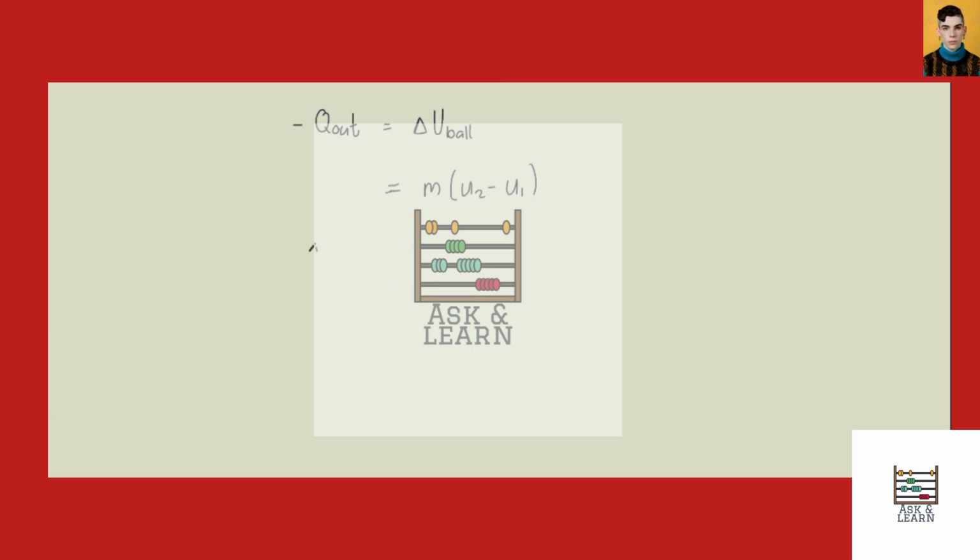And so this implies that if we multiply both sides by minus 1 and we expand the brackets, we get Q out equals m times c, the specific heat, times T1 minus T2, the change in temperature. So now that's our energy balance equation.